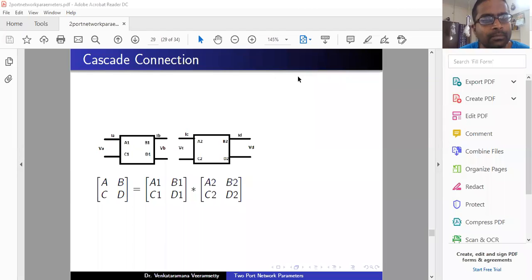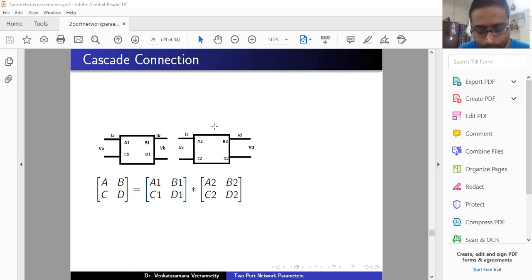So let us assume I have two-port networks. Let us assume this is one two-port network and this is another two-port network. I know the two-port network parameters of each two-port network. Now, if those two-port networks are interconnected, then what will be the two-port network parameters?